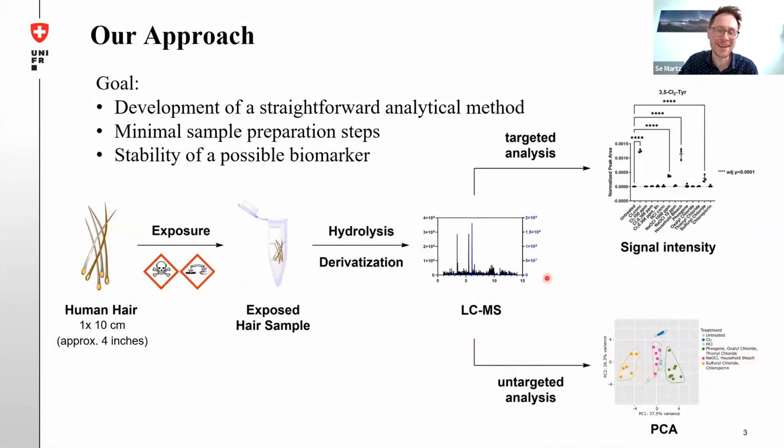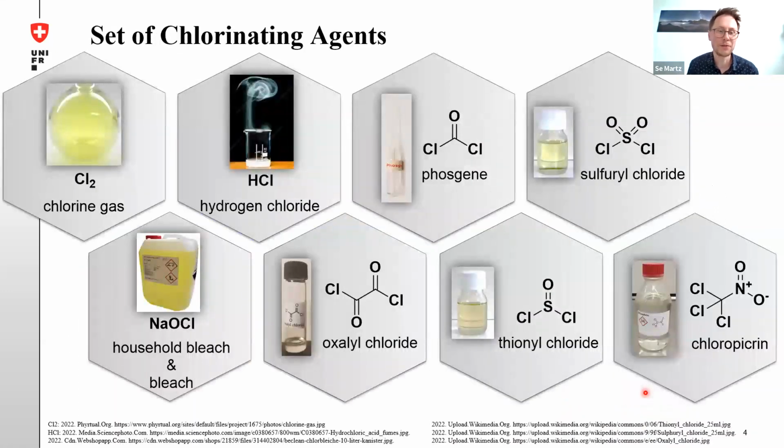So the final part means that we made the analysis by liquid chromatography coupled with mass spectrometry, and we went for a targeted analysis where we looked for specific adducts, but also an untargeted analysis in the case of a principal component analysis. That means a computational approach. Okay, now back to the chemicals. Here you can see the set of chlorinating agents. For sure, we used chlorine gas, but also hydrogen chloride, in this case in its gas state.